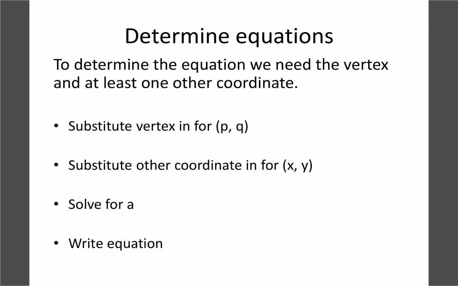So in order to figure out the equation, generally what we need to know is the vertex and at least one other coordinate. You won't always get these, but generally that's our goal, to get the vertex and one other coordinate. So we know our formula in vertex form is y = a(x - p)² + q. If we know the vertex, we're going to put that in as our p and q, because that's what it is in the formula. And whatever other coordinate we have, we're going to put that in as x and y.